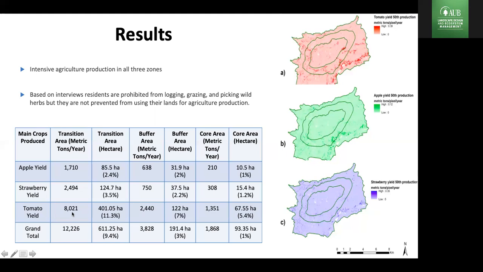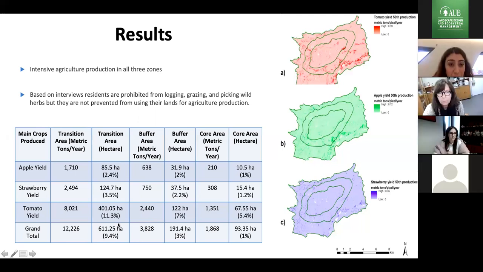We see that in the transition area, there's around 8,000 tons. In the buffer area, around 2,500 tons, and in the core area we have around 1.3. The other two crops are a bit less, but however they are still grown abundantly. So you can see the different percentages of the different crops.